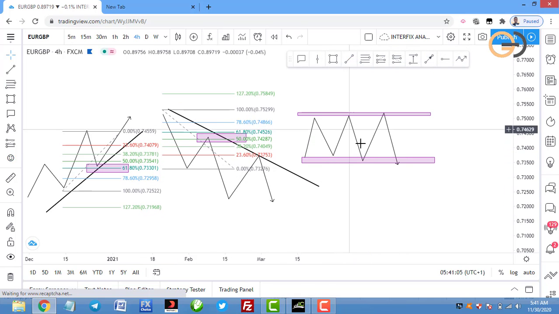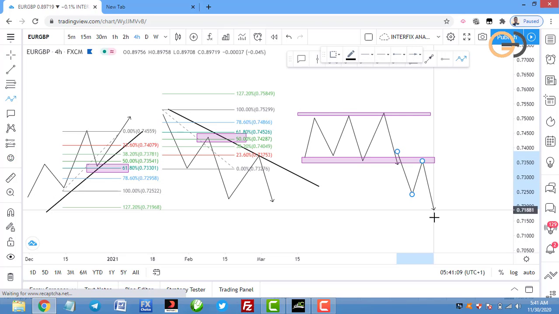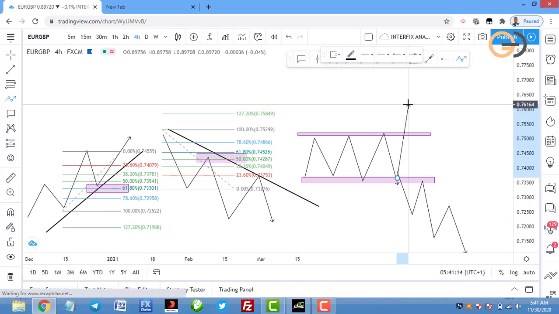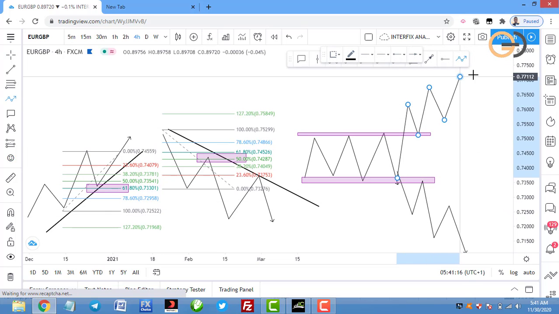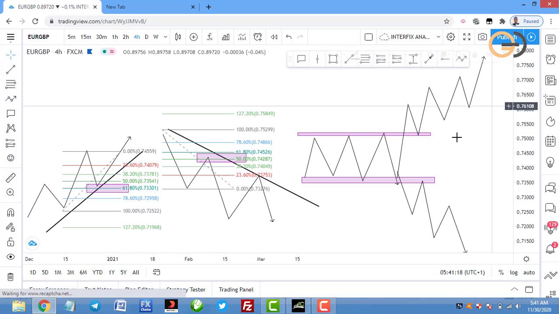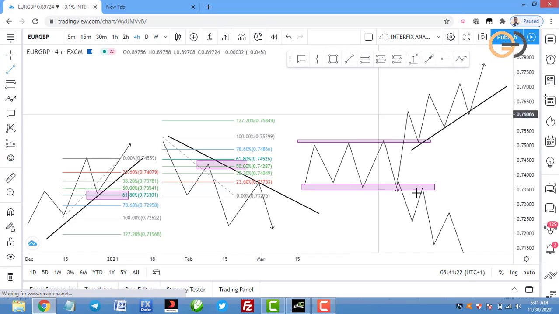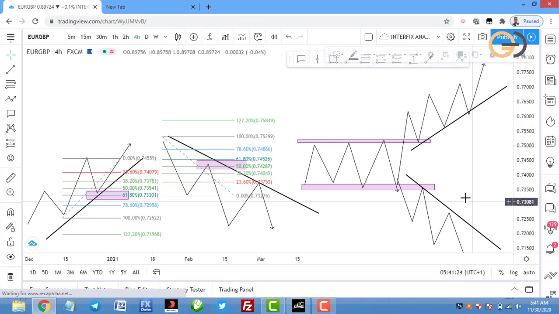So when the market is ranging, what do you do? You wait for the market to clearly break out, retest the structure, and then start creating a trend to the downside, or break out to the upside, retest, and start moving to the upside. Then you can now look for your buys, or then you look for your sells.